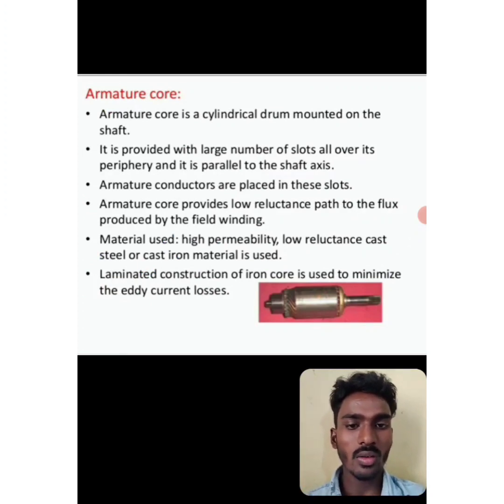The armature core is a cylindrical drum mounted on the shaft. It is provided with a large number of slots all over its periphery, parallel to the shaft axis. Armature conductors are placed in these slots. The armature core provides a low reluctance path to the flux produced by the field winding. Material used: high permeability, low reluctance cast steel or cast iron. Laminated construction of the iron core is used to minimize the eddy current losses.